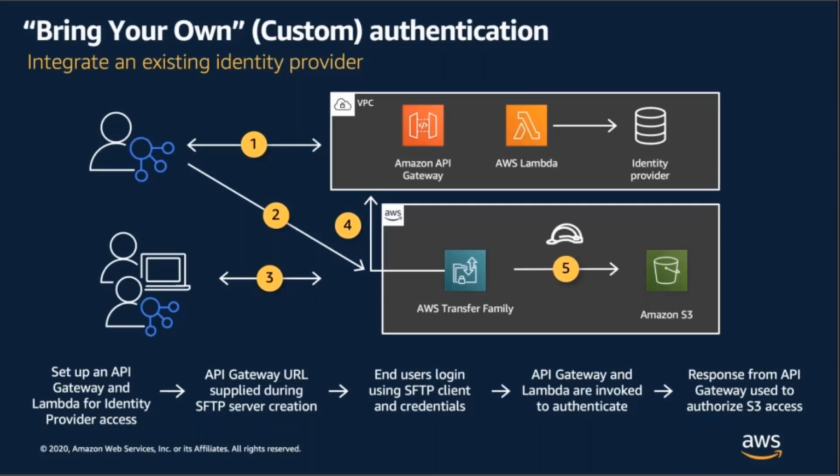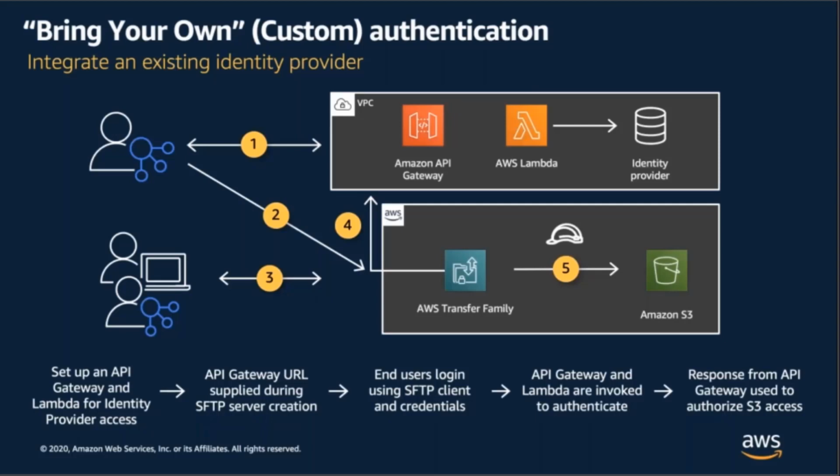That ties up the server with the API gateway endpoint so that in step 3, now your end users log in using their clients. We use that endpoint to look up your identity provider in real time and get the information back on whether the user has been successfully authenticated or not. And if they're successfully authenticated, that API gateway and function returns access information. Again, very similar to Service Managed, the same information that we use to service their file transfers to and from your Amazon S3 bucket.